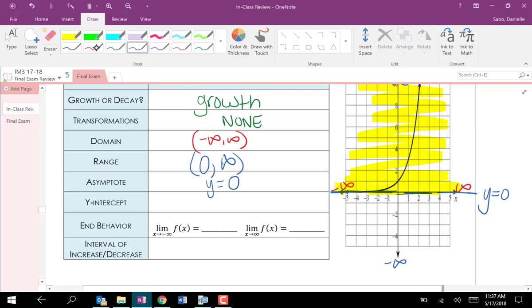Where does it cross the y-axis? Where's the y-intercept? 1. Good, and how do you write that? When I say, what's the y-intercept, what would you say? 0, 1. Very good, guys. You guys are killing it. That means I taught you something. That makes me happy.